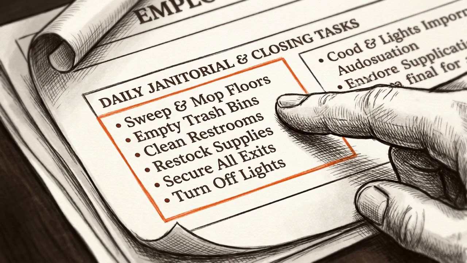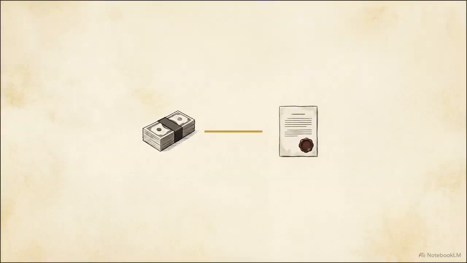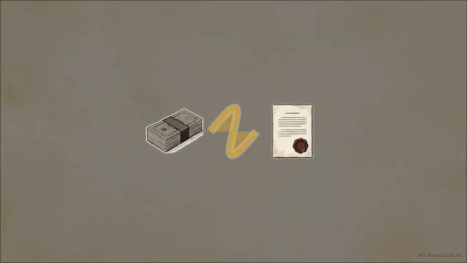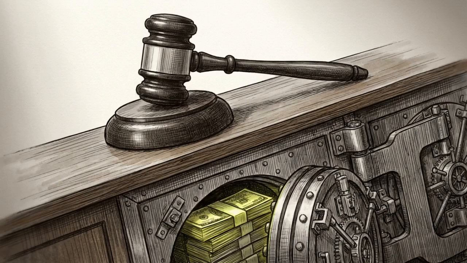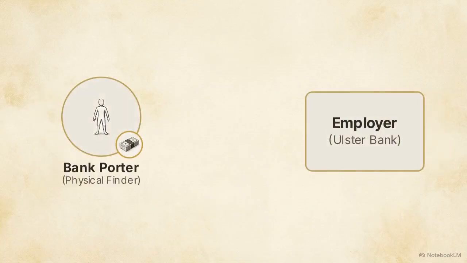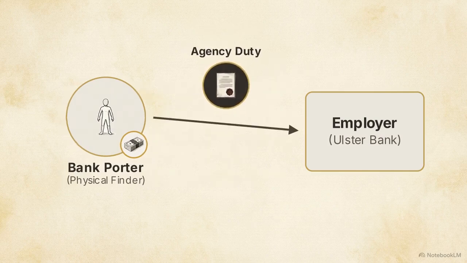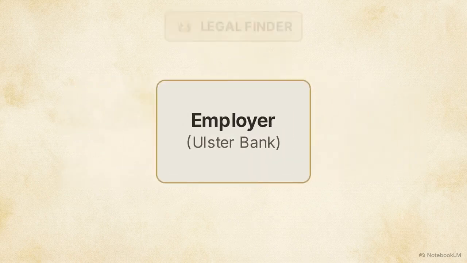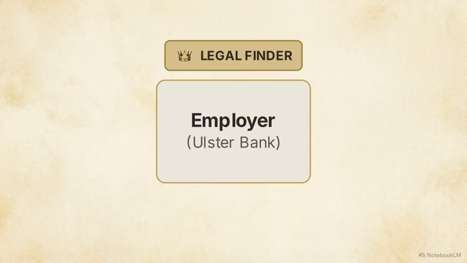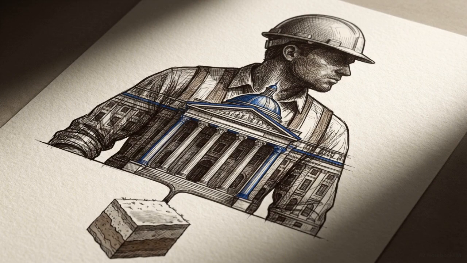Sweeping the floors and securing the bank after closing were explicit requirements of the porter's job. This directly tied his discovery of the money to his employment contract. The court ruled in favor of Ulster Bank, denying the porter any claim to the banknotes. The law treats the employee's physical actions as the employer's actions. Functionally, the bank itself is recognized as the finder. When an individual acts strictly under agency, they cease to exist as an independent finder in the eyes of property law.